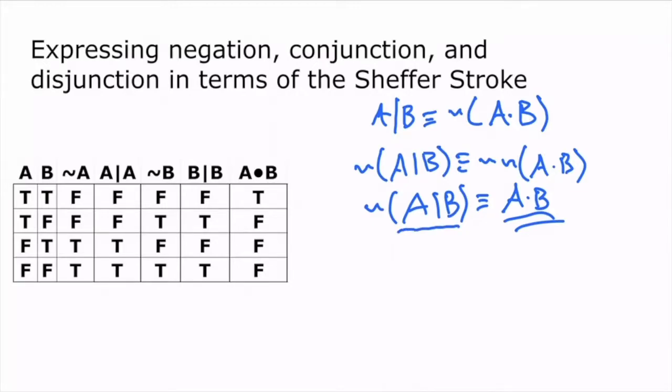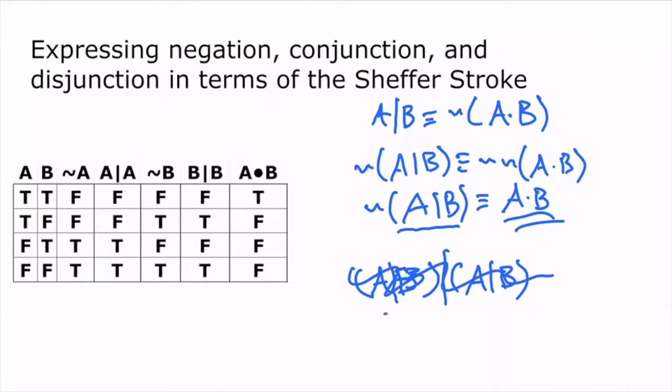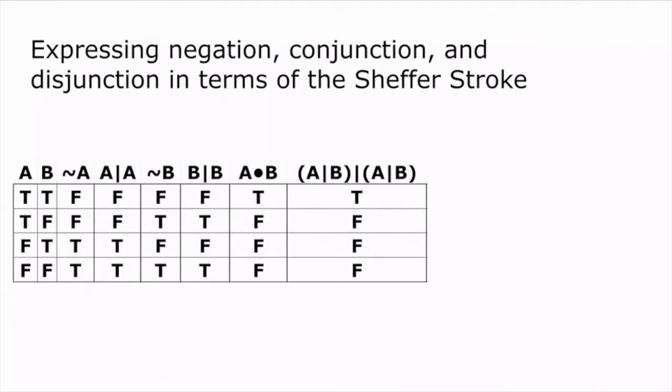So how do we negate this? A stroke B. That's a B, by the way. Stroke A stroke B. That's not written very clearly, so I'll do it again. A stroke B, stroke A stroke B. So we just negated that, and this is the negated conjunction. So that's how we get a conjunction: A stroke B, stroke A stroke B.